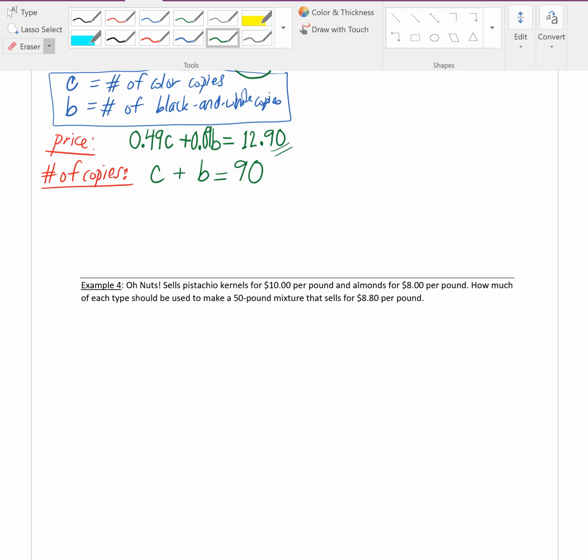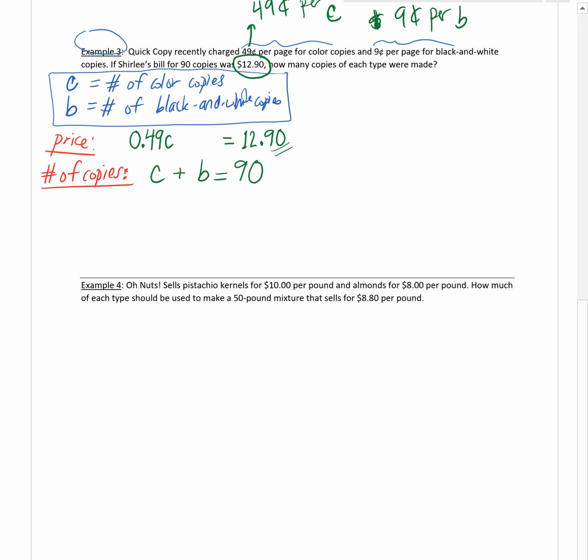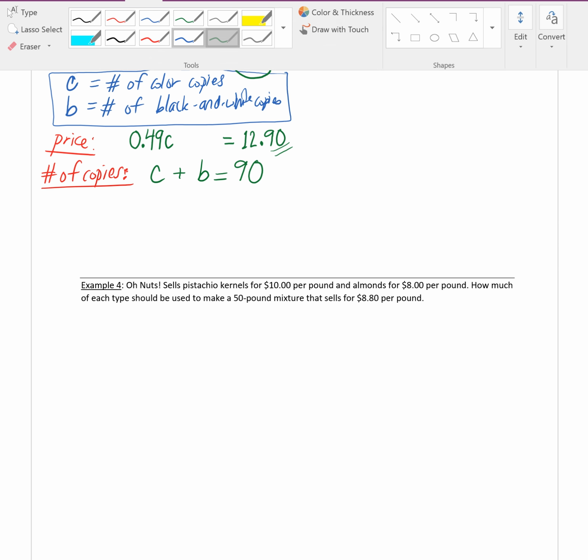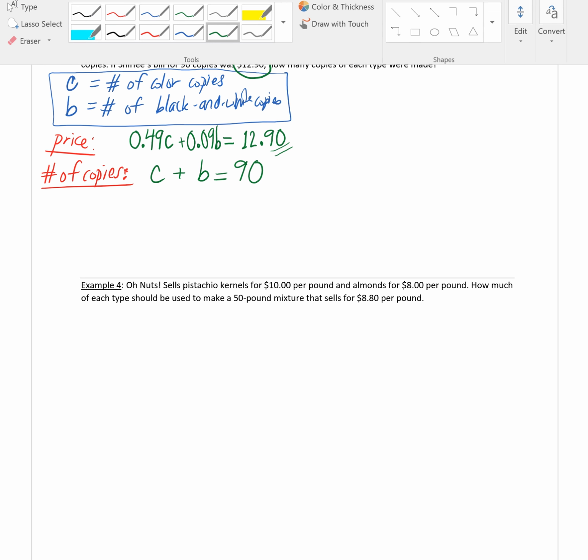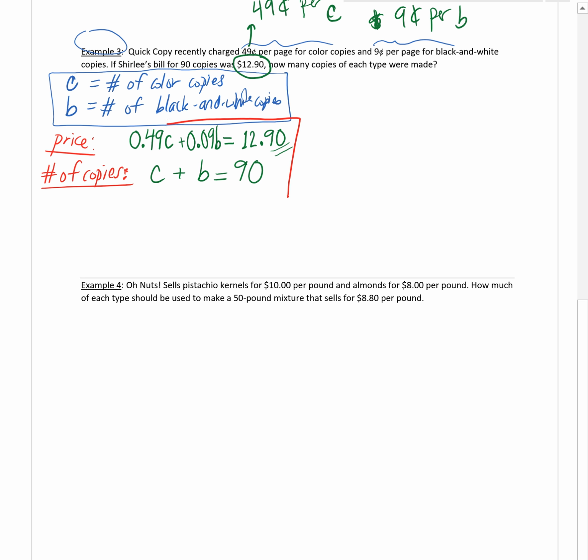Kind of feel like that looks squished, huh? Let me write that a little nicer. Plus 0.09B. I think that works. So 0.49C, that's how much she paid for the color copies. 0.09B is how much she paid for the black and white. That's total, that's how many copies she made. Total price was $12.90. Whew. That was tricky. But there's our system of equations right there.